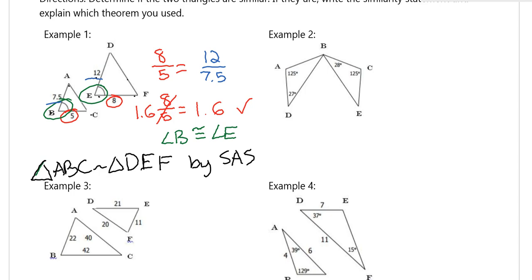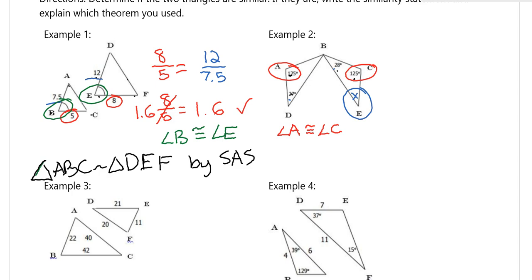All right, example 2. What can I say? Well, I know 2 angles on this triangle. I know 2 angles on this triangle. So the first thing I can say is angle A is congruent to angle C. That's just an easy one. Well, now I need to solve, right? I don't know if these are similar because this is 27, this is 28. So let's solve for angle E. It doesn't really matter which one you solve for, either one would work. I'm going to solve for angle E.